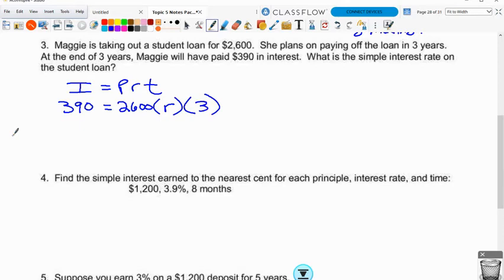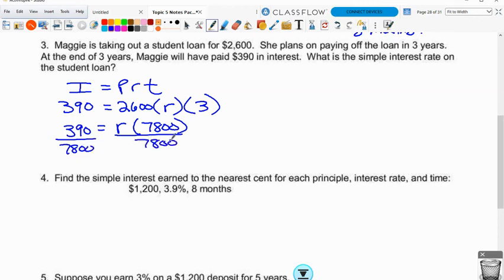R is on the right-hand side of the equal sign, but it's not alone. It's being multiplied by 2,600 and by 3. So just like we did before, we're going to multiply these two numbers together so that r is only being multiplied by one number. So 390 equals r times, if you punch in 2600 times 3 into your calculator, that's going to give you 7,800. Now r is only being multiplied by one number, 7,800. To get r alone, we'll divide each side by 7,800.